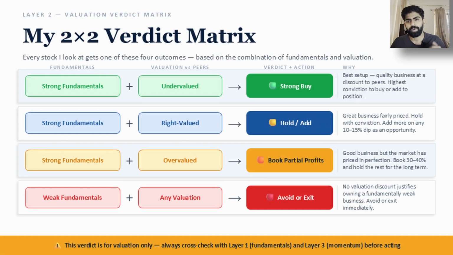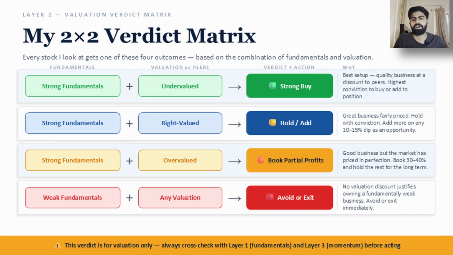So after analyzing the durability and valuation of the company, we create this 2x2 verdict matrix, which gives us 4 scenarios. The first one is the company has strong fundamentals but is undervalued, which gives us the signal that we should be buying this stock, but here we will not be buying it. There's one step which is pending, we'll discuss it, but let's discuss this matrix first.